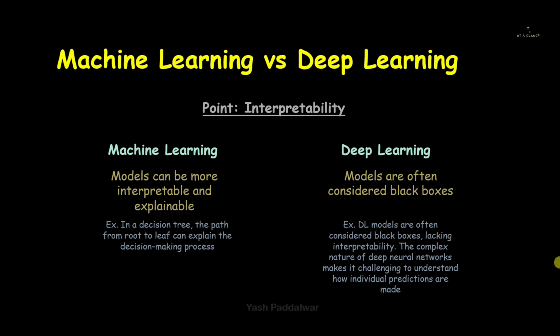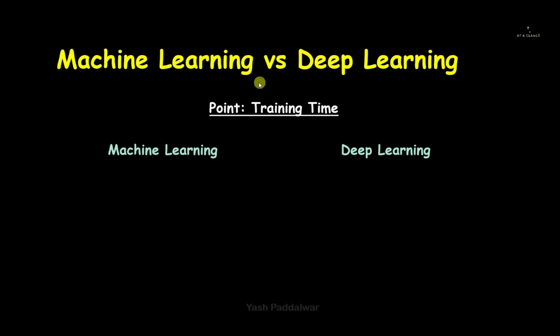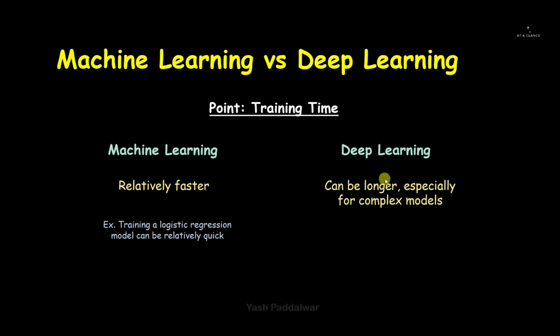Now let's move on to the next point of difference between machine learning and deep learning, and the point here is training time. So again, you can guess this easily. When it comes to machine learning, the training time is relatively faster because the complex models are not present here, as well as unstructured data is not supported in machine learning. For example, training a logistic regression model can be very quick. But when it comes to deep learning, it takes longer to train on the entire data, especially for complex models.